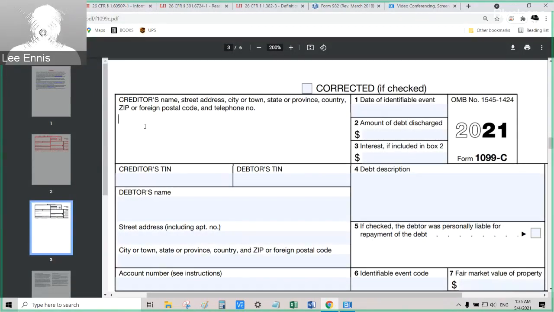So again, name, address, and what's really important is the phone number, okay? So in this first box, name, address, phone number. It's really important. You have to have the information there. All right. The creditor is going to be you, the person filing the 1099, and then the debtor's information will be here. We'll go over that as well in a bit. The date of the identifiable event, we'll go over that. That needs to be there, and then the amount of the discharged amount.